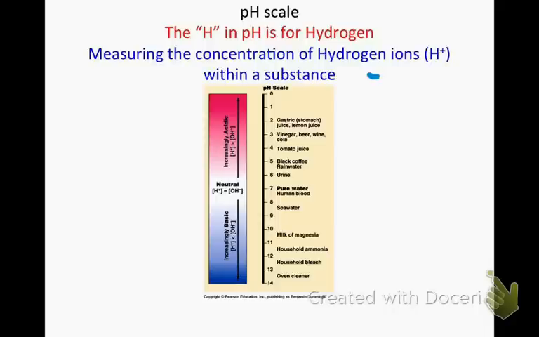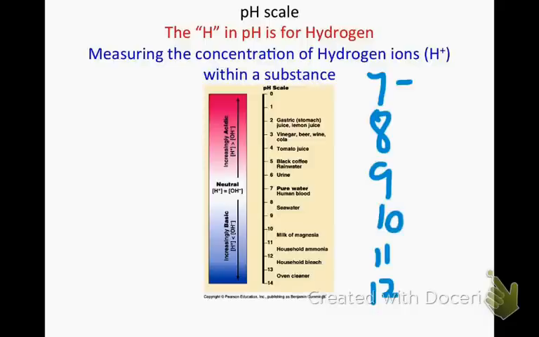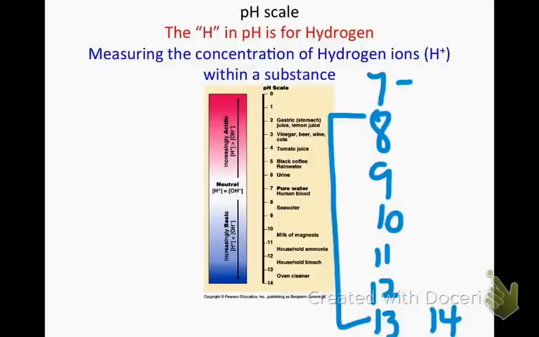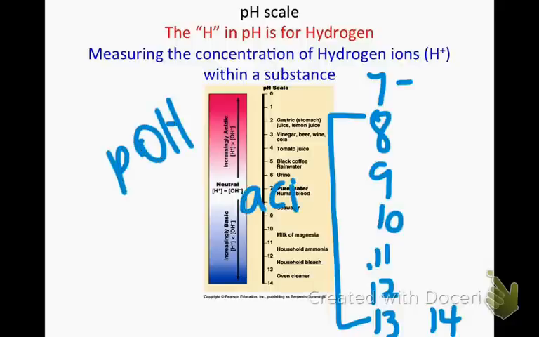But then we're going to continue this. Remember, he's neutral. 8, 9, 10, 11, 12, 13, 14. Now think about it. On the pH scale, 8 through 14 was a base. On the pOH scale, you are an acid. You're the opposite. So please make sure you highlight that.